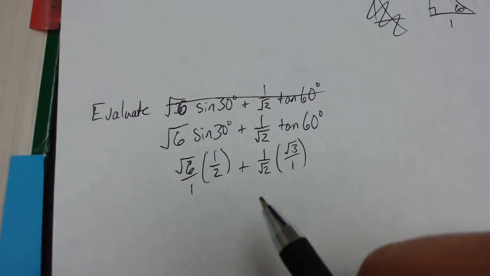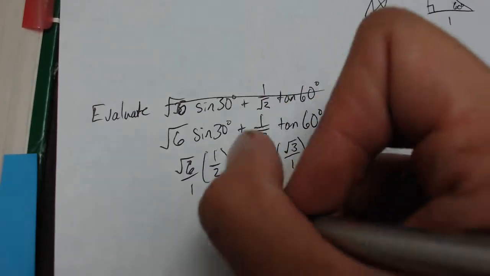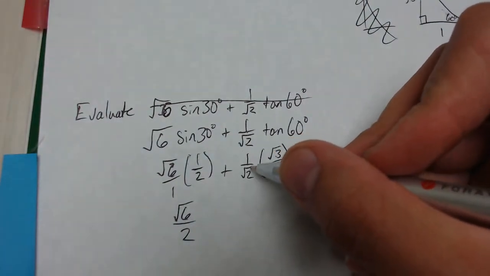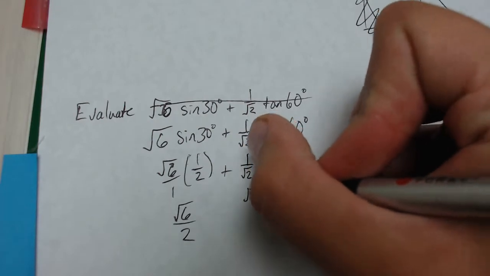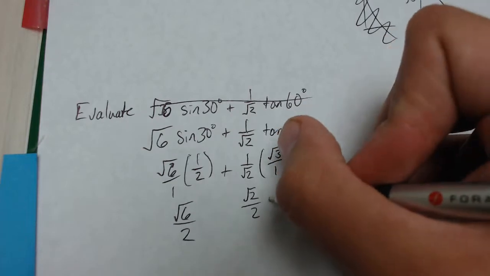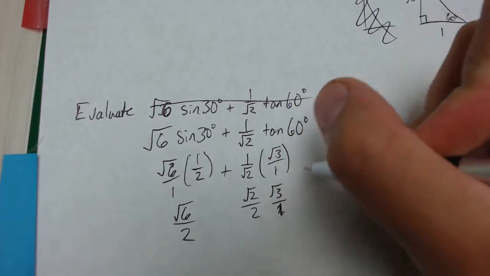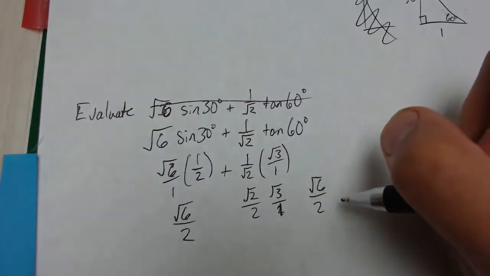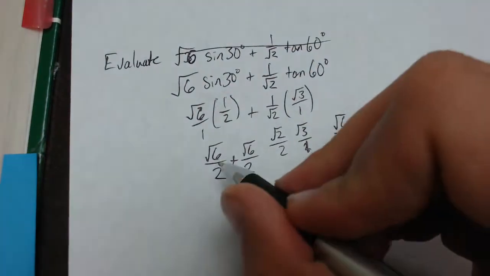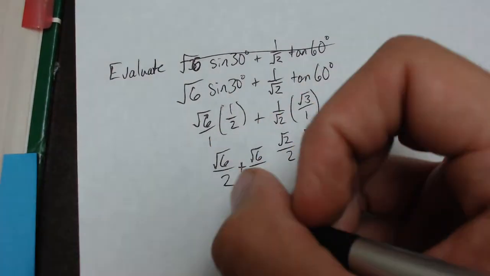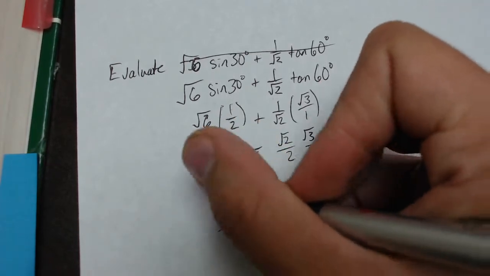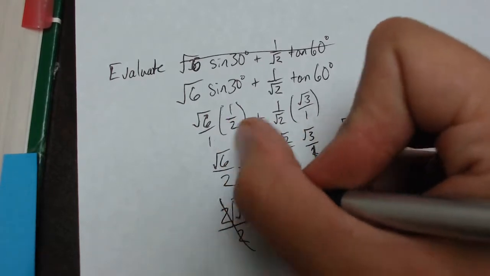Okay, so this first one's pretty easy to simplify. That'll just become root 6 over 2. This one, we have to first rationalize this 1 over root 2, which will become square root 2 over 2. When we multiply that, what we end up getting is square root 6 over 2. So what we actually have is square root 6 over 2 plus square root 6 over 2. And what that simplifies to when we add it is just 2 times the square root of 6 over 2, which those can cancel. And then we just get the square root of 6 as our answer.